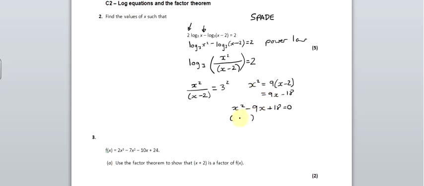And now I'm going to factorise. So there's the x there and the x there. And it's minus 3 and minus 6. So x equals 3 or x equals 6. And there's 5 marks for the trouble.